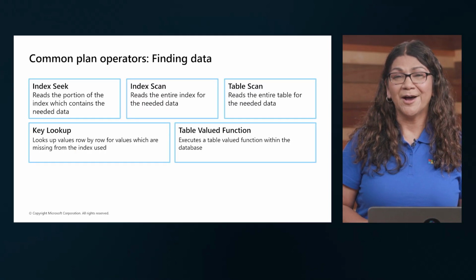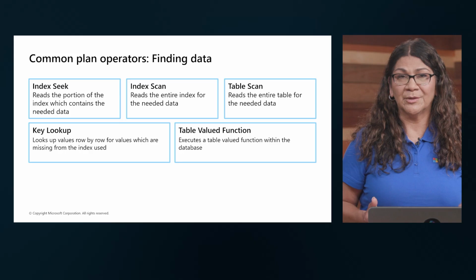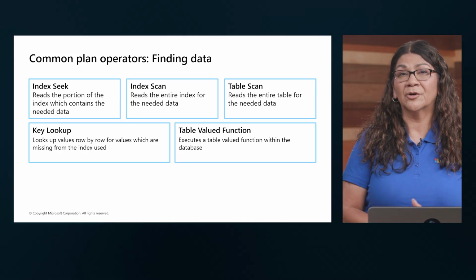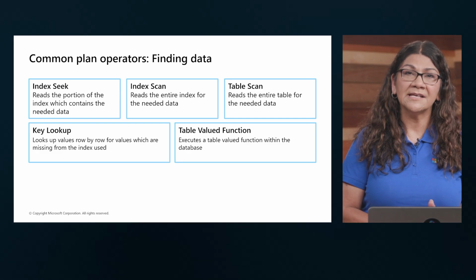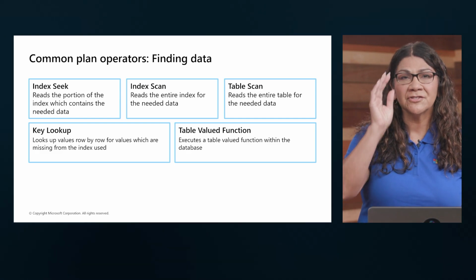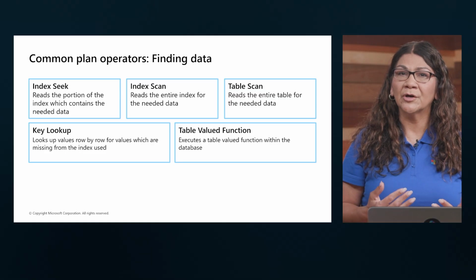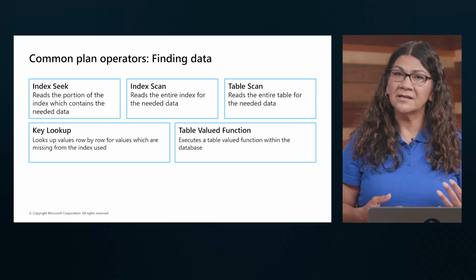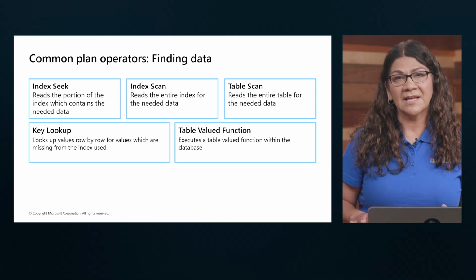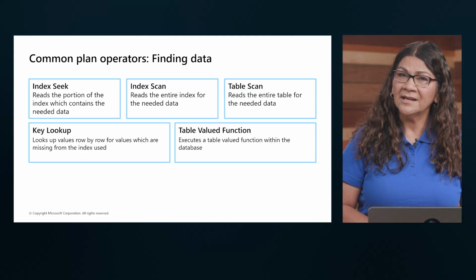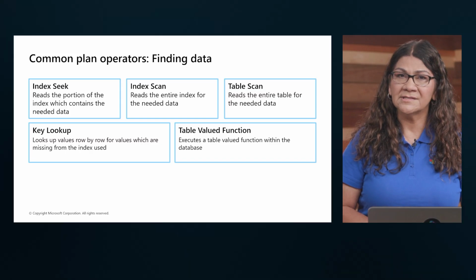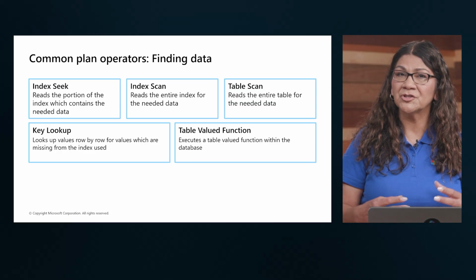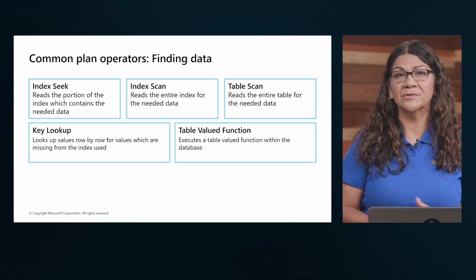There are many plan operators in the execution plan. Here are a few that find data during your query. We have the index seek operator, which is efficiently used here to retrieve rows from a non-clustered index by using the seek predicate to target only relevant data, while the index scan operator reads all rows from the non-clustered index and applies an optional where clause predicate to filter results.